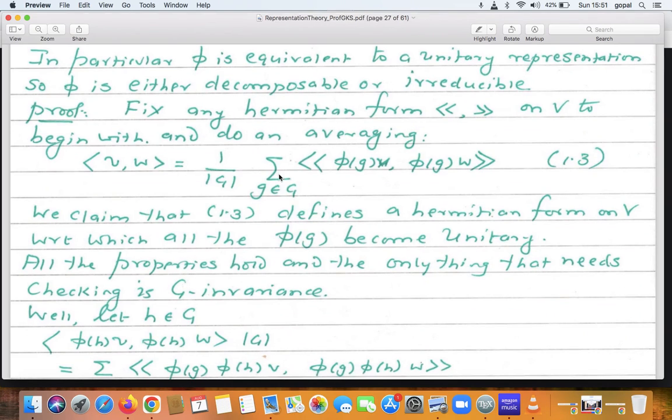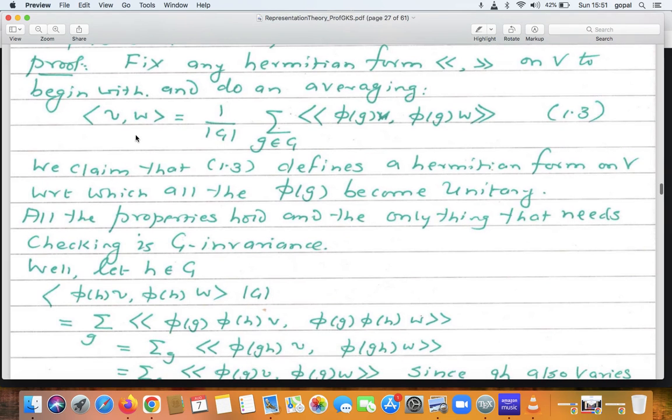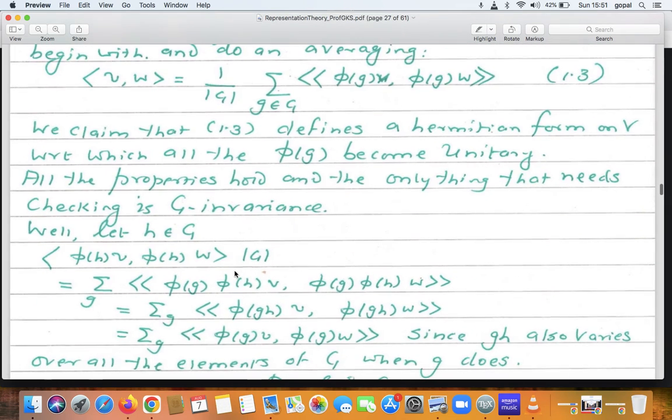Now you have to check that this is again a Hermitian form. The fact that it is again Hermitian is completely routine, and I will leave it. Now we have to check that this does the job of invariance. The only non-trivial thing is to check that it has the invariance property. So I take an arbitrary element H in the group, and look at phi H V, phi H W.